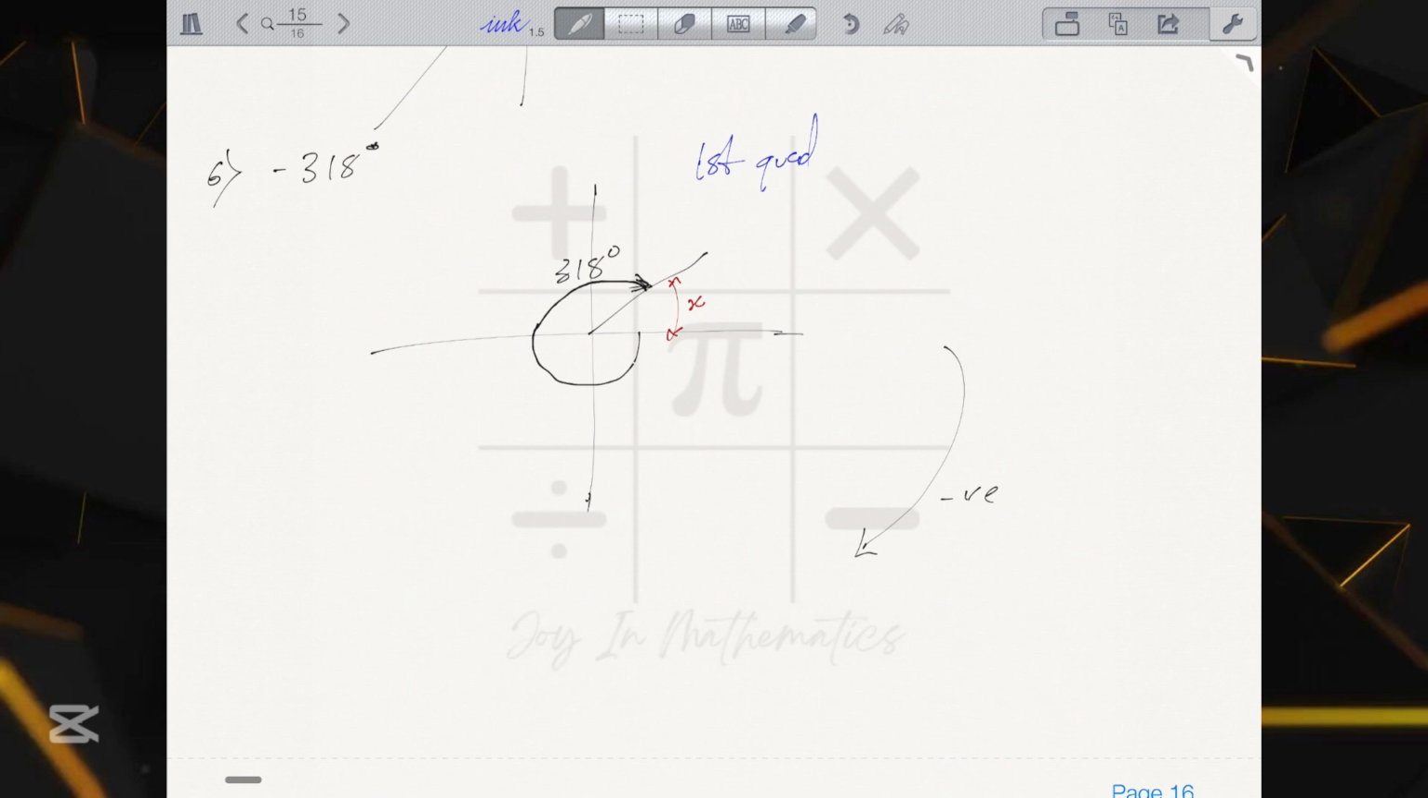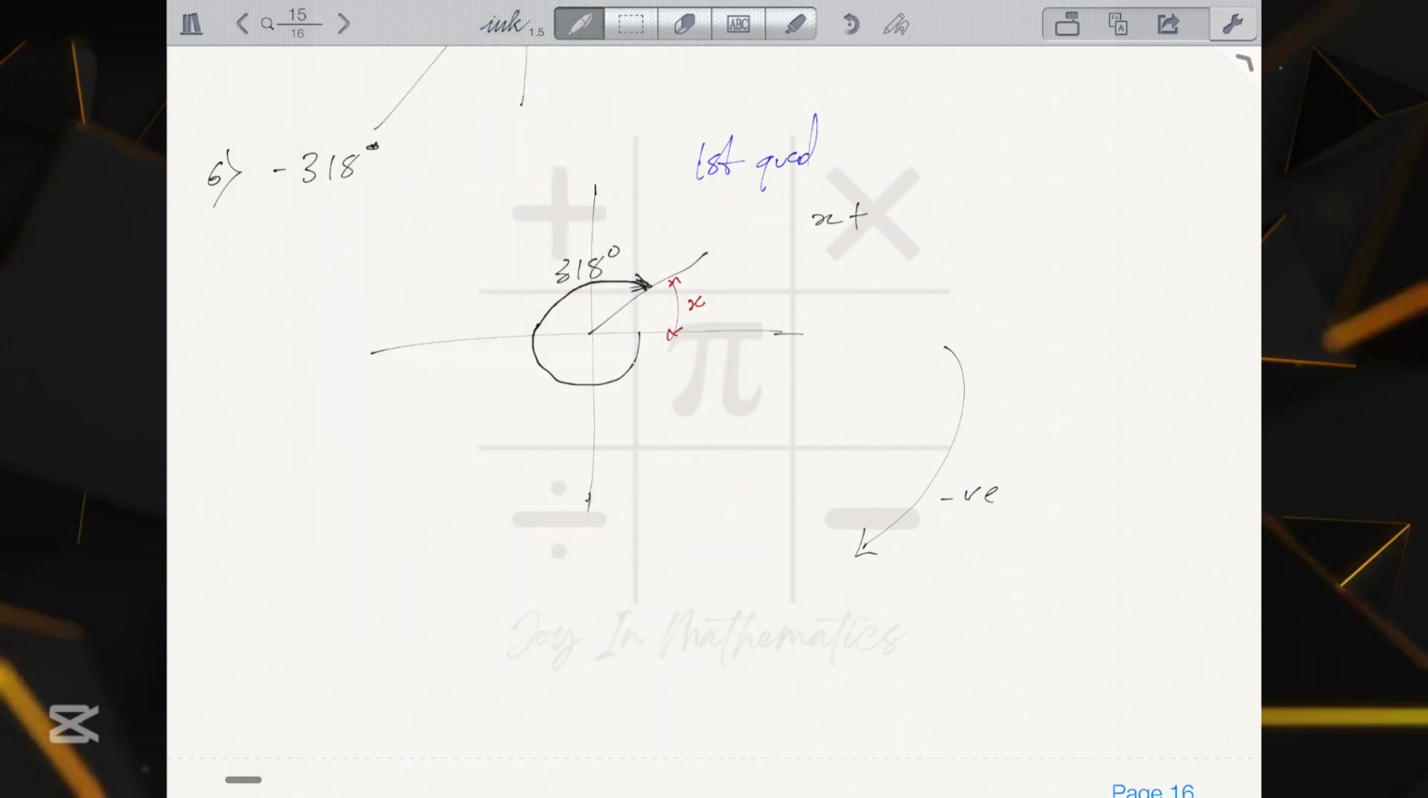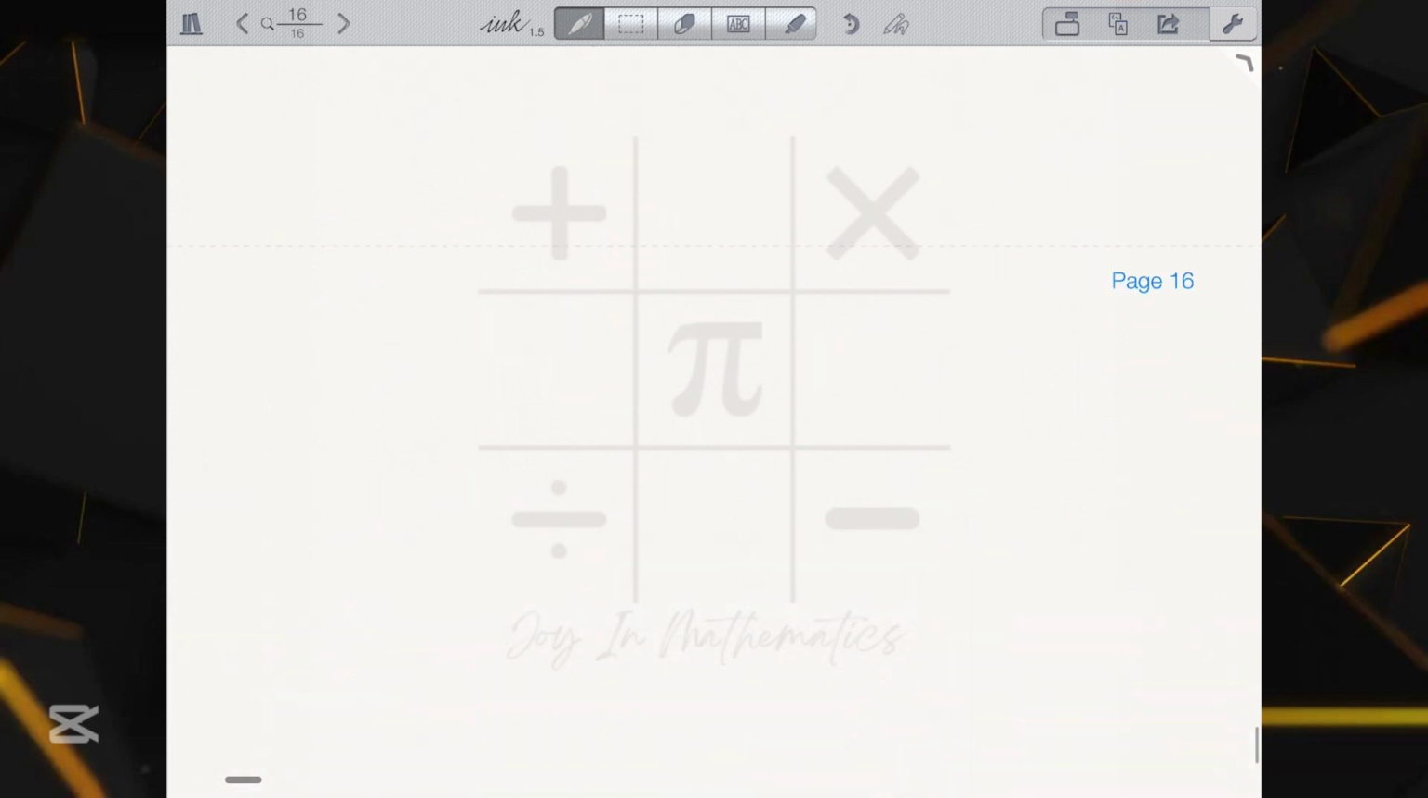And for the related acute angle, we're simply going to evaluate the angle at the point where x plus 318 degrees is equals to 360 degrees. Therefore, x will be equals to 360 degrees minus 318 degrees, and this would give us 42 degrees. Now let's draw this in a table. We have the angle, we have the quadrant, and then we'll have the acute equivalent.